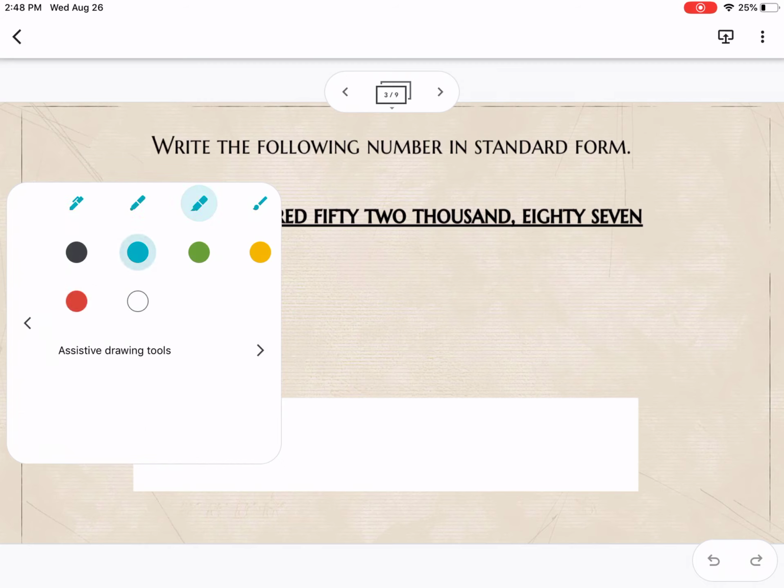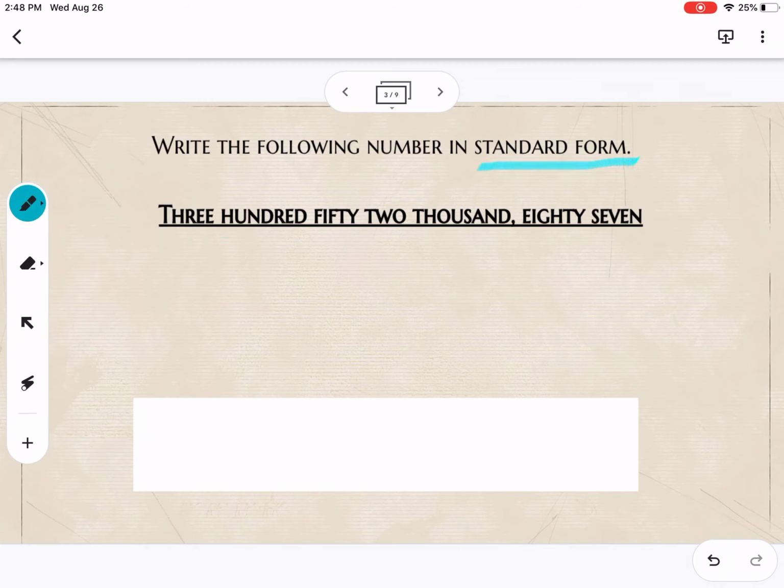This question reads, write the following number in standard form. First thing I need to know is that I am trying to write my number in standard form. When I have a number in word form, I like to read it out loud, from left to right, slowly, so I can hear what I need to write for standard form. So I'm going to start with 300. So I'm going to write down a 3.